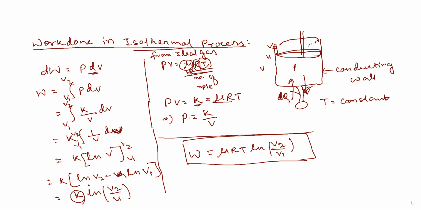And here we have taken the consideration that it's expansion. Expansion happens when work is done by the gas. In isothermal expansion, the gas absorbs heat and does the work. So here heat is absorbed and expansion happens.